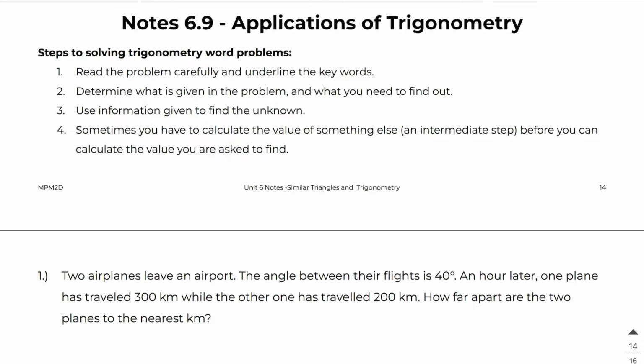The first thing that we need to do is read the problem carefully and underline keywords or highlight them. Step 2 says to determine what is given in the problem and what you need to find out. And I want you to add on right here that you have to draw a picture, because in order to figure out what we know and what we need to know, we have to draw a picture, okay? And then we would use the information given to find the unknown. But sometimes you have to calculate the value of something else. So there's sometimes going to be an intermediate step before you can calculate the value that you are asked to find. All right, let's go ahead and try it.